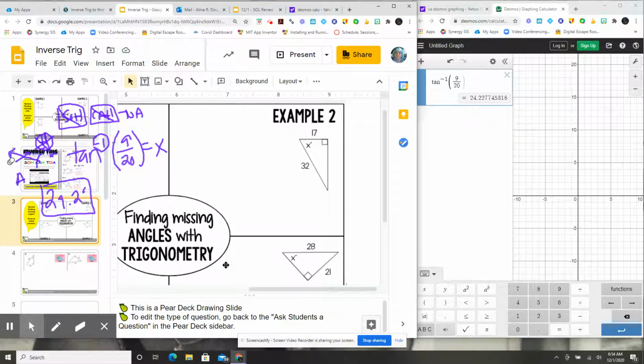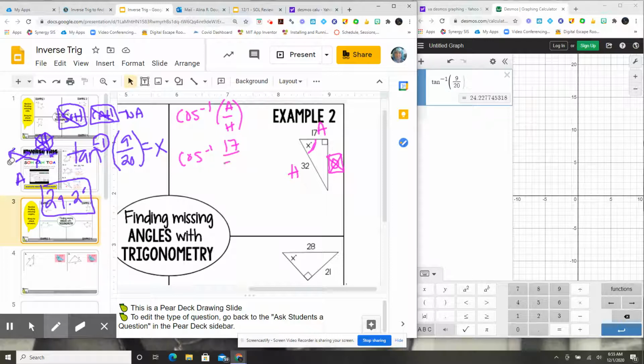Let's come look over at the 17 and the 32. So again, you're going to label everything the same way you would. Start at your angle, even though you don't know it. You've got the opposite, you've got the hypotenuse, you've got the adjacent. We have nothing on the O, so we're going to use A and H. That's cosine, cosine -1, A over H. That's the CA, right? So cosine -1, inverse cosine, A over H.